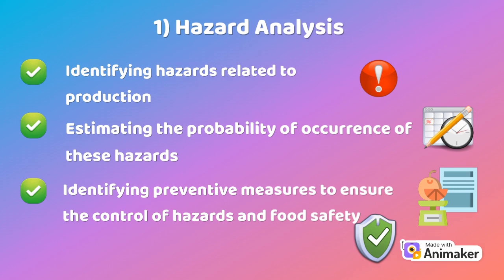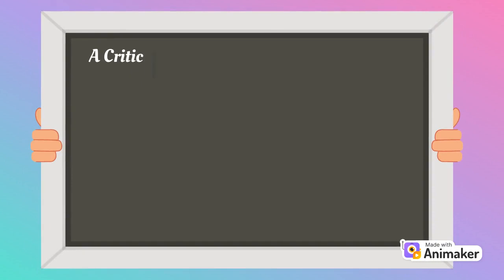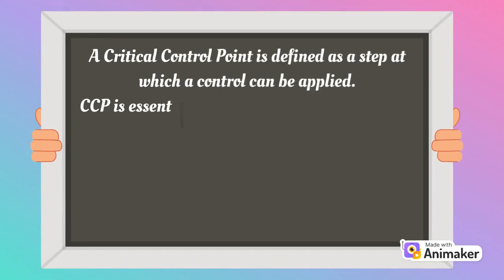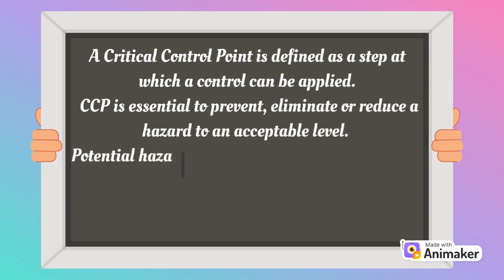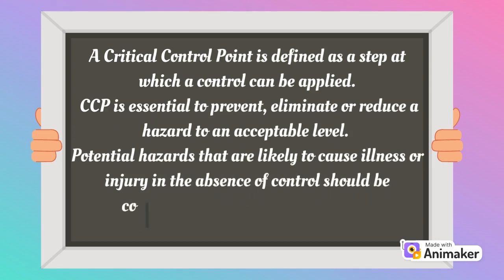The second principle of the HACCP method is the identification of critical points, also known as CCP. What is a CCP? A critical control point is defined as a step where control can be applied. This control point is essential to prevent, eliminate, or reduce a hazard to an acceptable level. Potential hazards that could cause illness or injury in the absence of controls should be considered when determining CCPs.